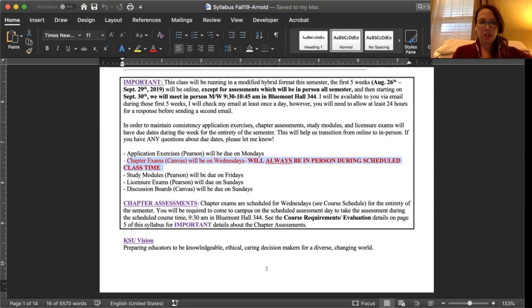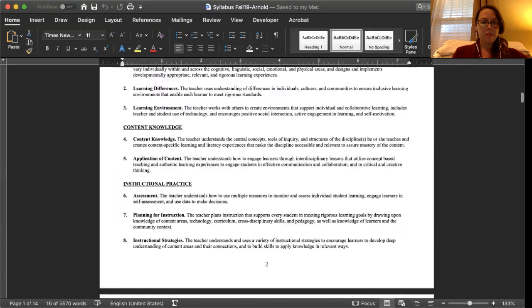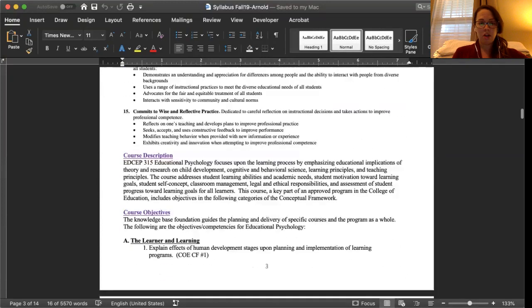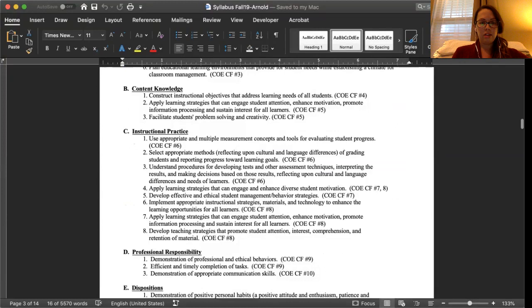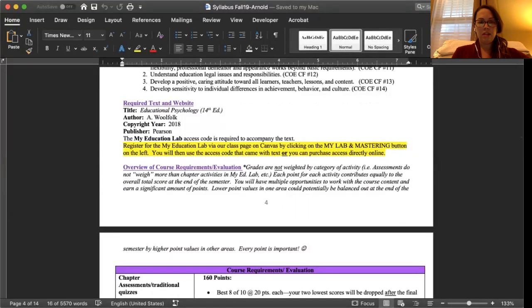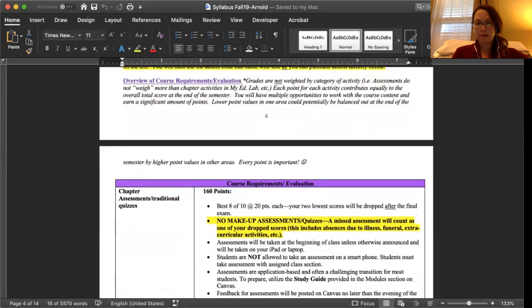Again, some more information on the assessments as they're scheduled for Wednesdays. You'll need to see the course schedule for the entirety of the semester. You're required to be on campus to take those, and we'll give you those down here. Then here's the rest of the stuff from the syllabus that we're not allowed to take out. So the conceptual framework and all of those things. Here's the required text and the website. And then we jump into the course requirements.